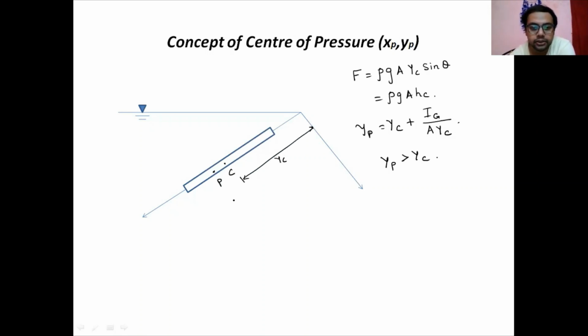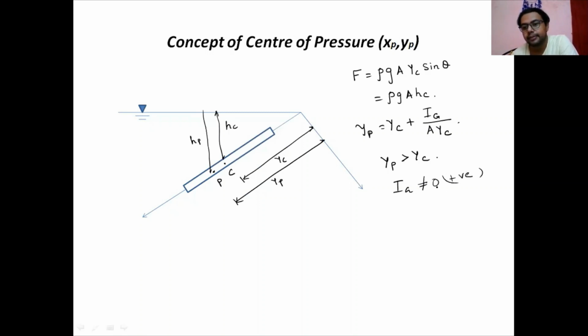If it is the YC, so YP is more than this. That is the concept here. So depth is also more. That is the HC. So depth from the free surface is also more at the center of pressure, because IG is not equal to 0 and is a positive term. Area is a positive term, YC is also positive. So hence YP is greater than YC. That is the consideration.